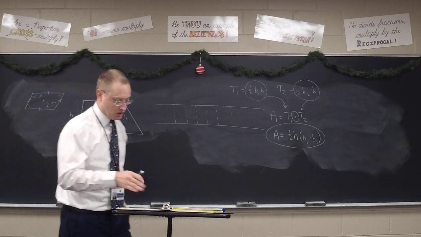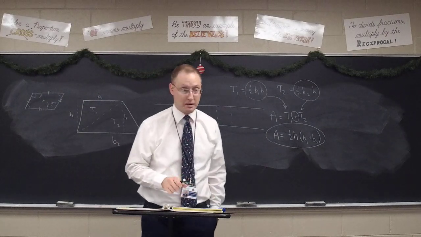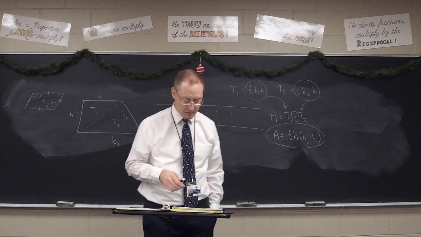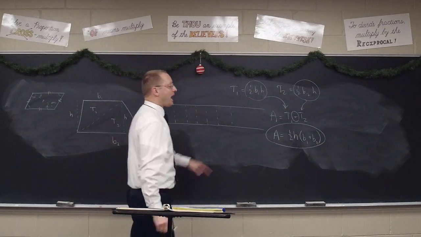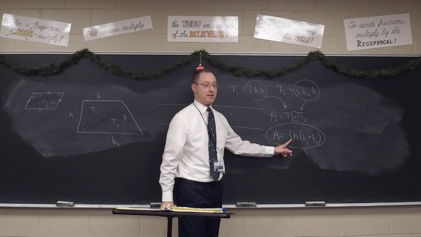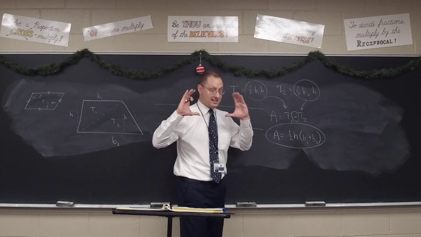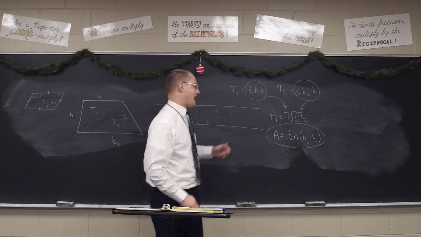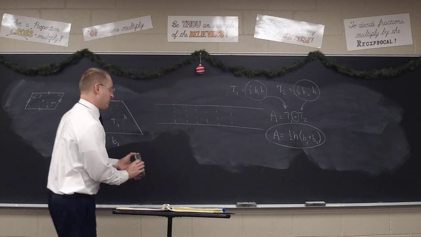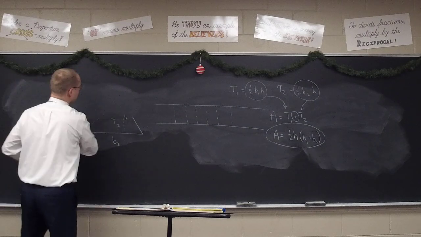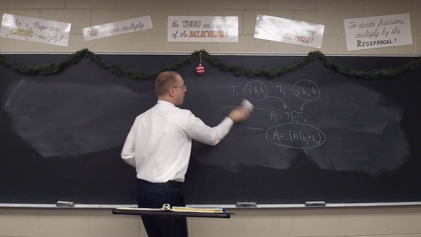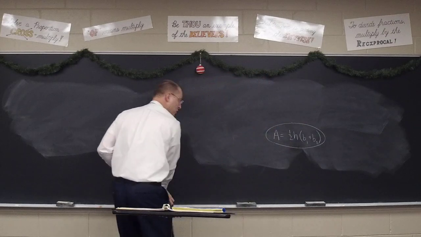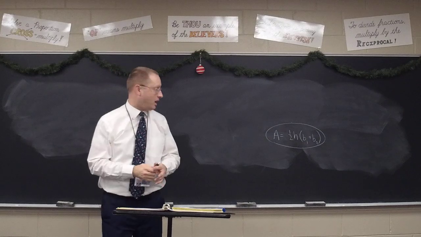Do you see that there in your textbook on page 181 in bold? Put a star next to it, mark it. It's right below the green and blue triangles. Let's say it together as a class. A equals 1/2 h times the quantity b1 plus b2. Again, A equals 1/2 h times the quantity b1 plus b2. One more time.